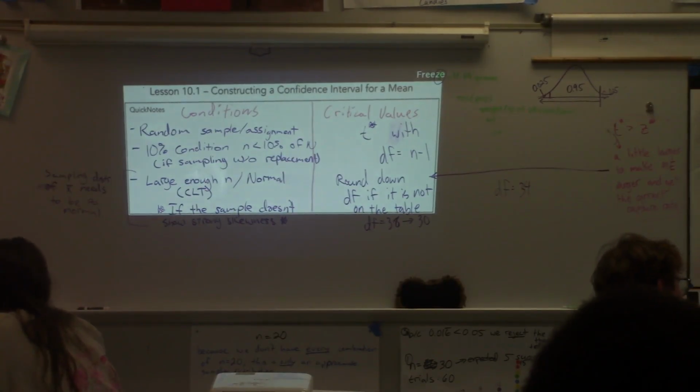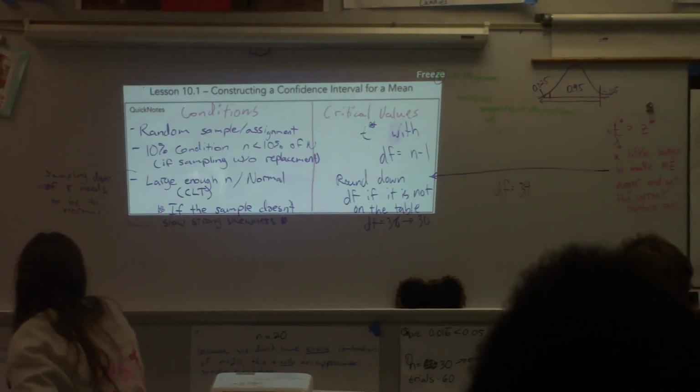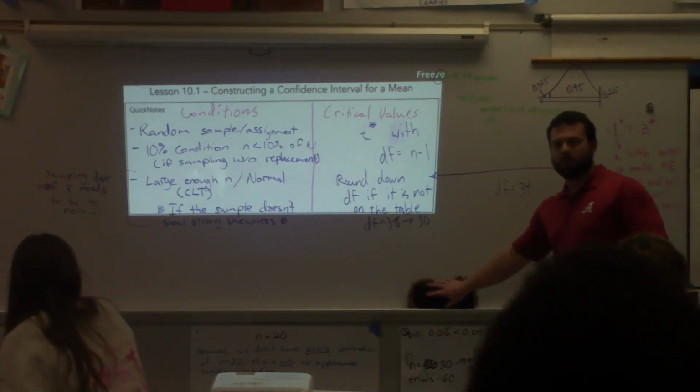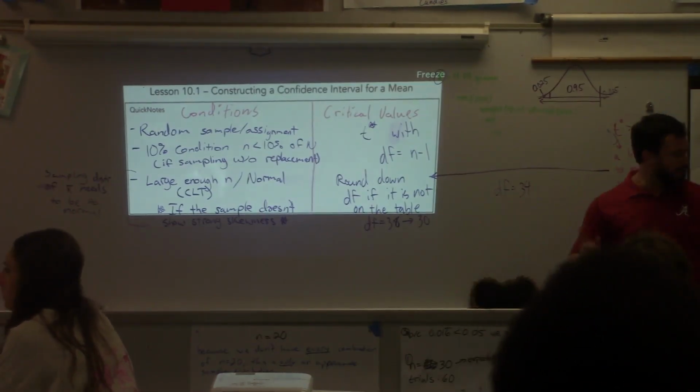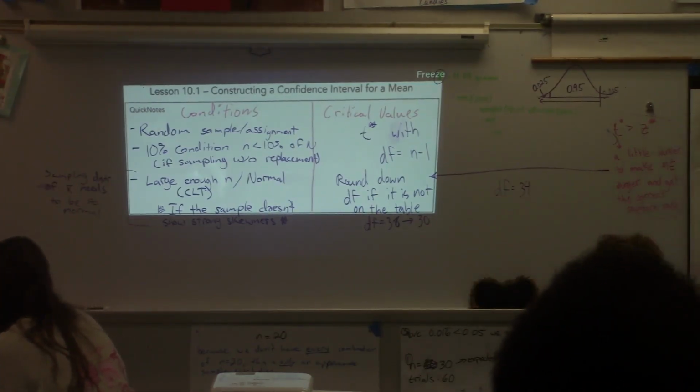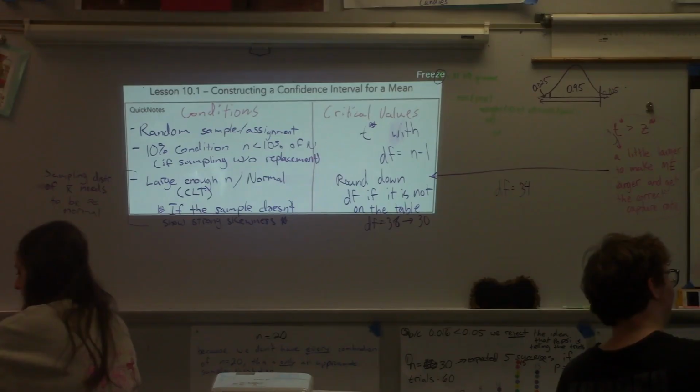And don't forget, when do we use Z critical values? When we're given proportions. Don't forget, we use Z as our critical value when we're given proportions. We use T when we have means. Means.